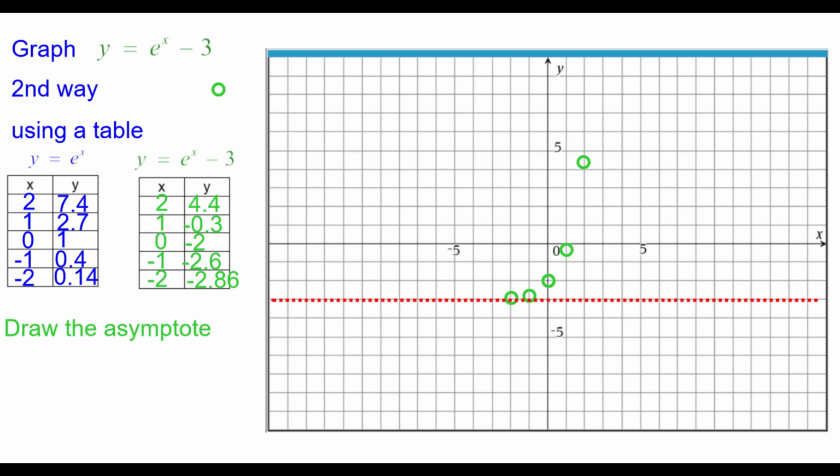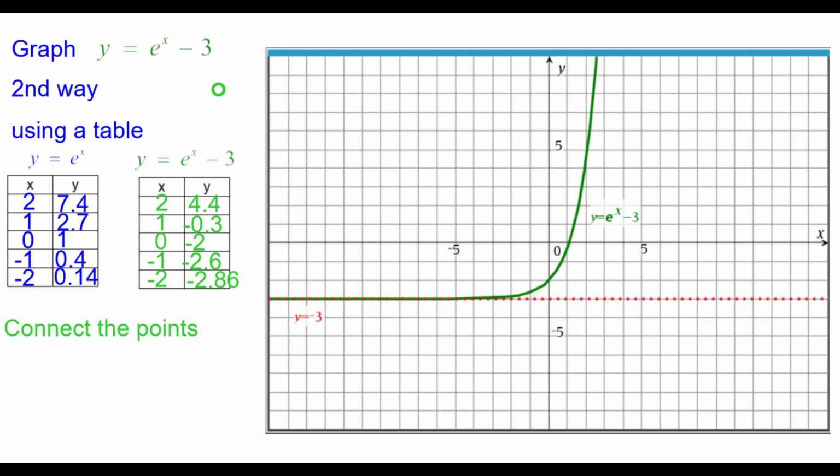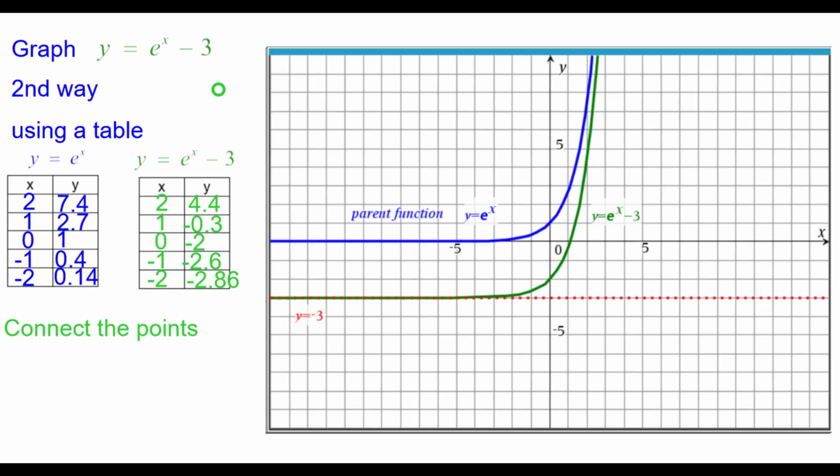Draw the asymptote, which is the line y equals -3. And then connect the points using that line as a boundary line. And we compare it to the parent function.